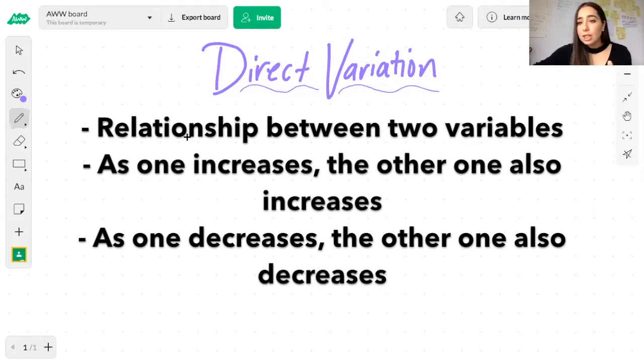That's the relationship of direct variation, meaning that those two variables, how much you get paid and the hours you work, depend on each other. They depend on each other in such a way that if one increases, the other one also increases, and if one decreases, then the other one also decreases. So that's basically the essence of direct variation.